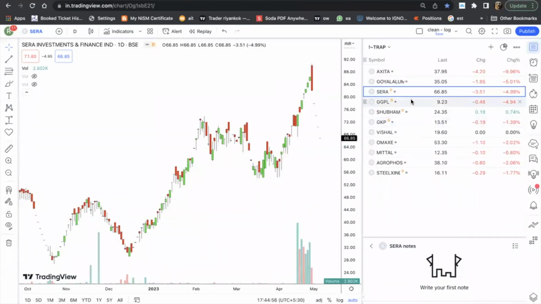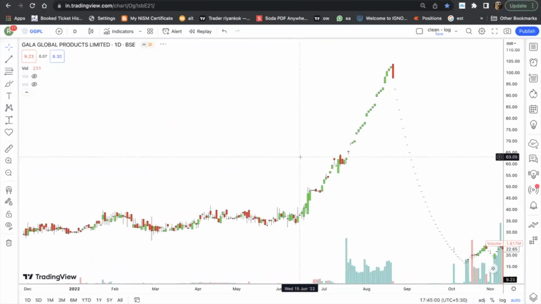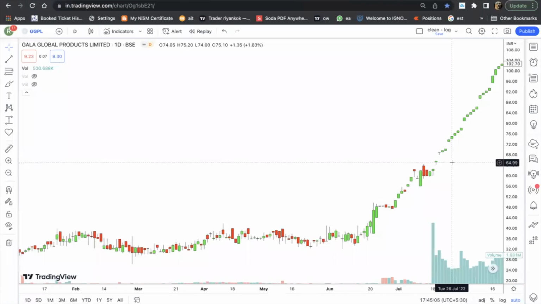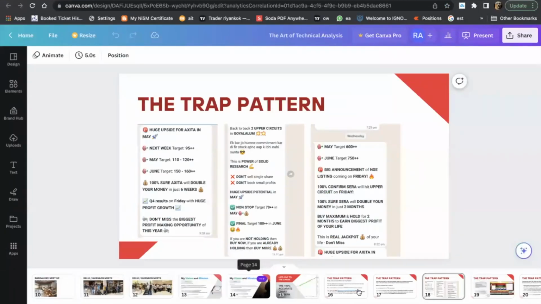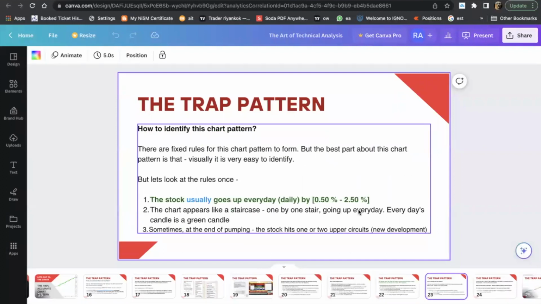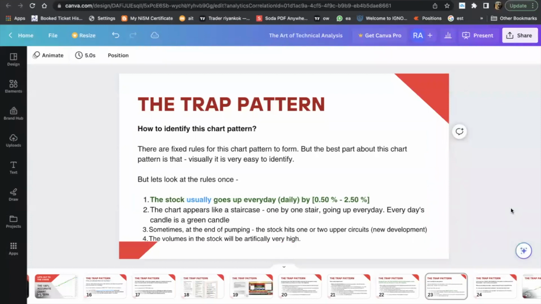Okay. So one more script was Gala Global. This was also like a trap pattern back then. So you can see continuous stairs. And one more thing I will add here in the PPT itself, that the volumes of the stock will be high. So this will be another pointer which you can see. So fourth is the volumes in the stock will be artificially very high. Okay, so this is for every stock.